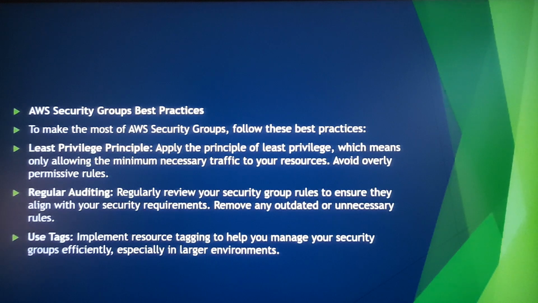AWS security groups best practices. To make the most of AWS security groups, follow these best practices. Least privilege principle. Apply the principle of least privilege, which means only allowing the minimum necessary traffic to your resources. Avoid overly permissive rules. Regular auditing. Regularly review your security group rules to ensure they align with your security requirements. Remove any outdated or unnecessary rules. Use tags. Implement resource tagging to help you manage your security groups efficiently, especially in large environments.